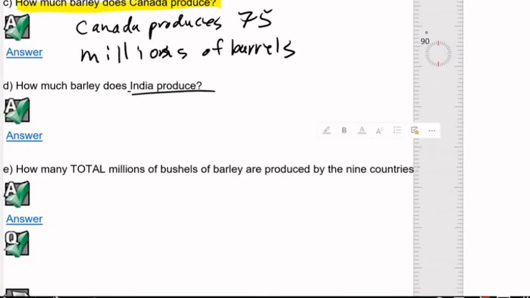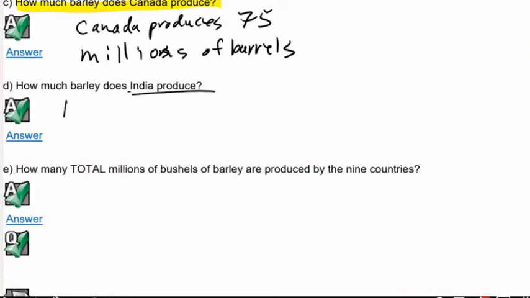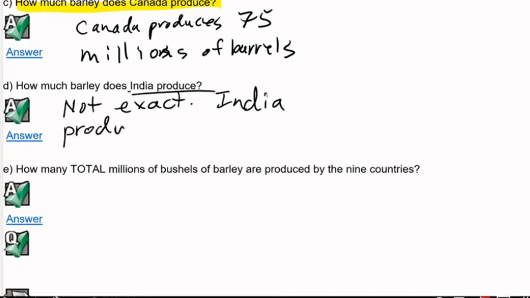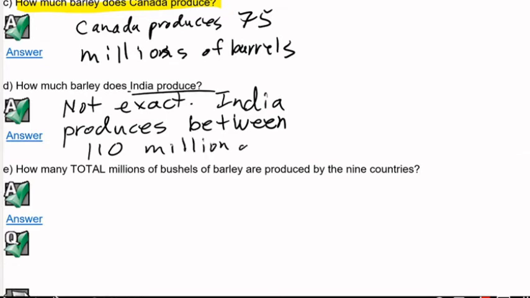So you kind of guess. This is not exact, so I'd actually write down that it's not exact. But India produces between, if you chose one of these two, you're golden. 110 million or 115 million barrels.